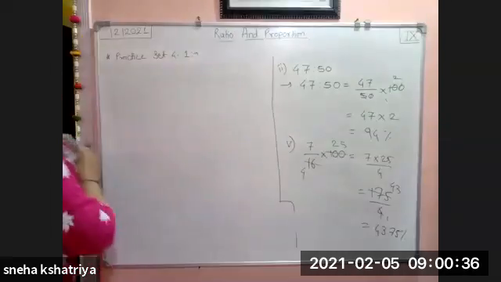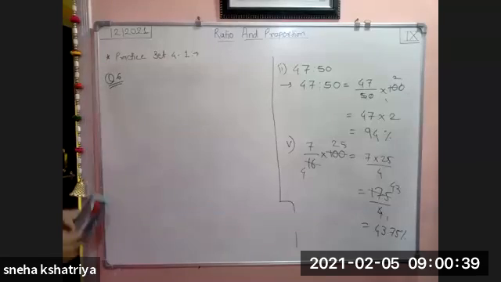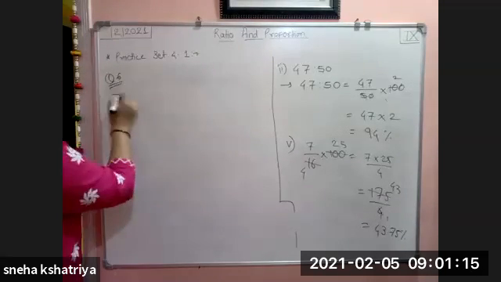Let us see question number 6. What is question number 6 given to you? The ratio of ages of Abha and her mother is 2:5. At the time of Abha's birth, her mother's age was 27 years. Find the present ages of Abha and her mother. So we have to find out the present ages of Abha and mother.